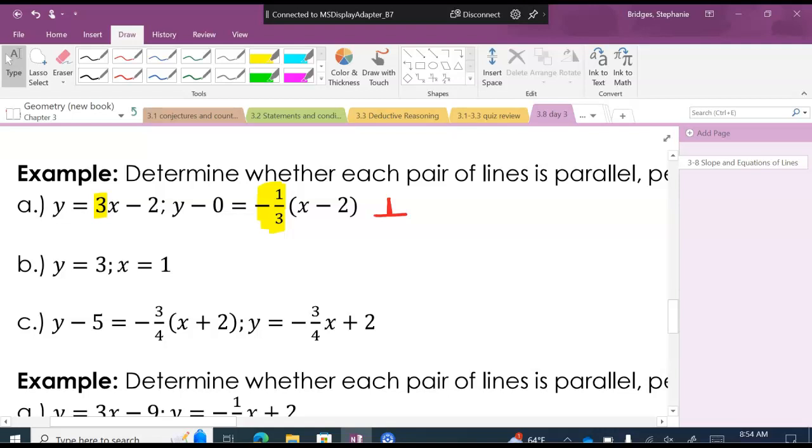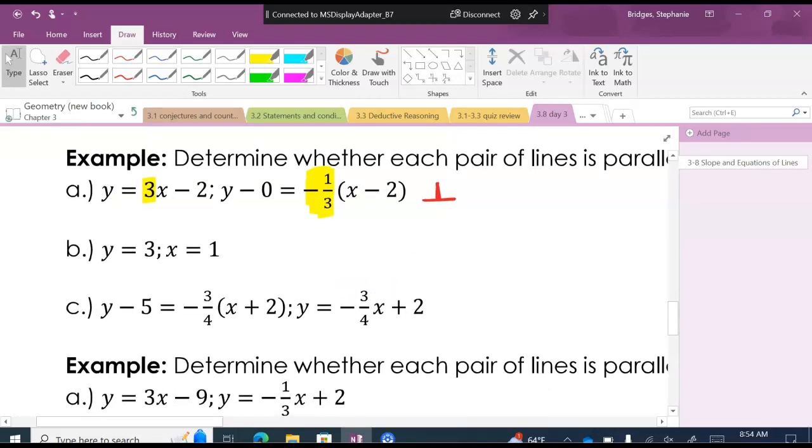All right, for B, I have y equals 3 and x equals 1. What two types of lines are those? Y equals is, what did we say yesterday? What kind of line is this? Horizontal. Didn't we talk about yesterday the equation for a horizontal line was just y equals wherever it crosses the y-axis? And then x equals, we said, was vertical. And what did we say about vertical and horizontal lines? They are always what? Perpendicular, yes.